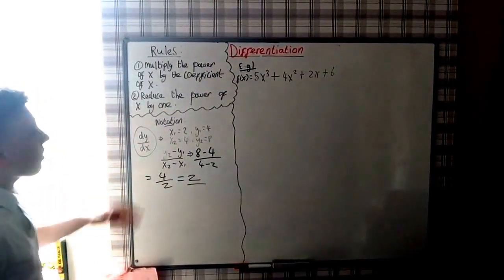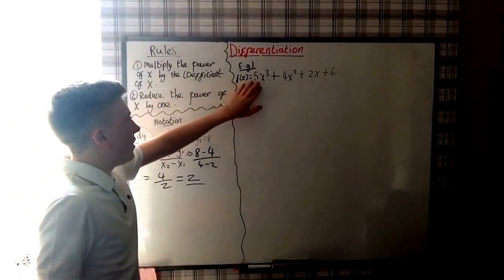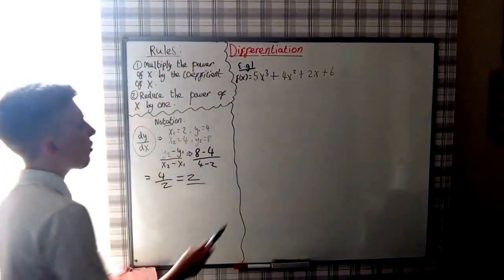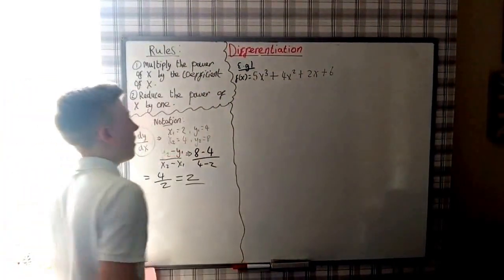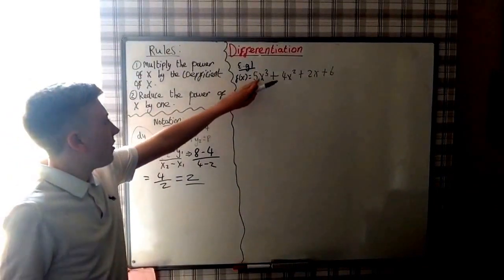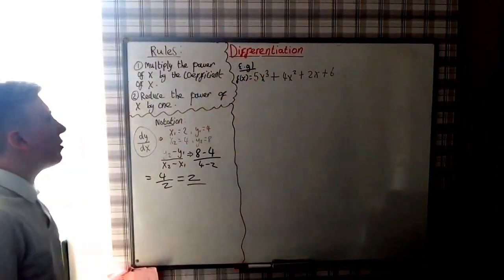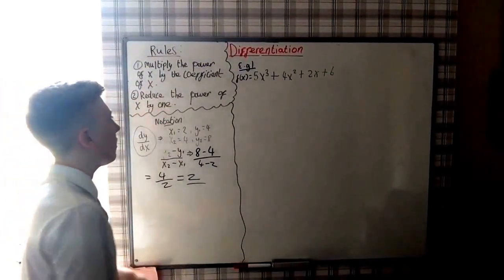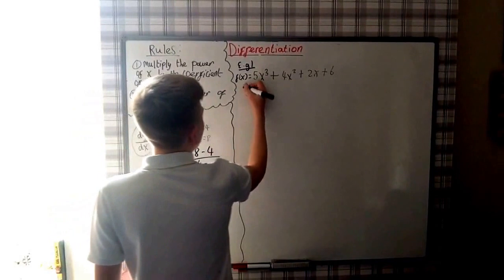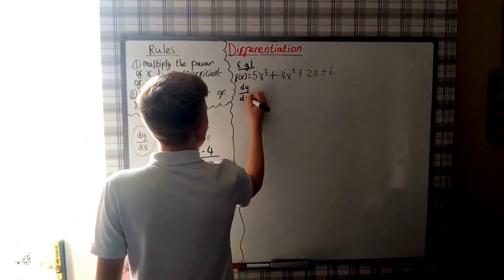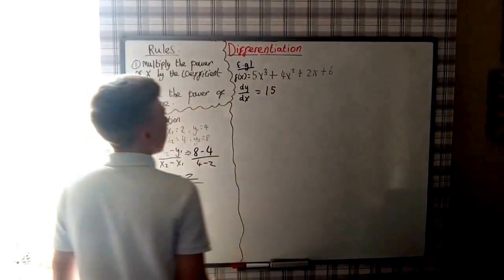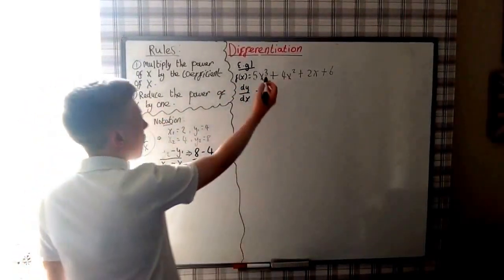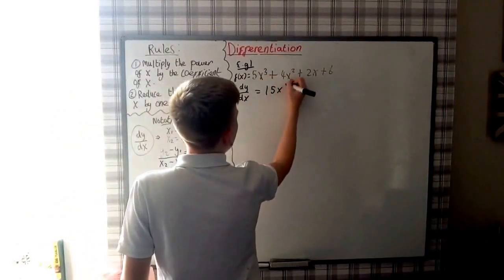Right, so let's look at applying differentiation to this function here. So the function is 5x cubed plus 4x squared plus 2x plus 6. So, if we're focusing on this value here, 5x cubed, well, going by the rules, we first multiply the power of x by the coefficient. So we multiply 3 by 5, which gives us 15. Now, the second thing we do is reduce the power of x by 1. So instead of this being a 3, it now becomes a 2, so we get 15x squared.